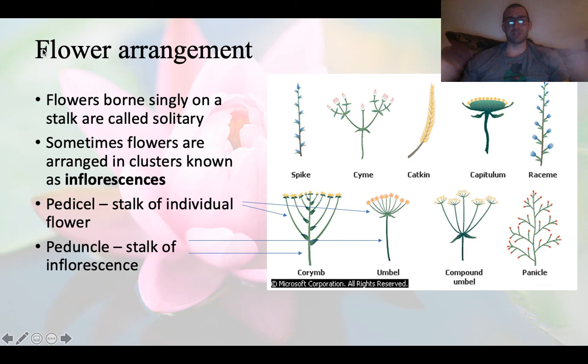So our flowers can take on different arrangements. They can be borne singly on a stalk, and that would be a solitary flower. Think of a sunflower. Or they can be arranged in clusters that we call inflorescences, or a flower inflorescence. There are many different types of flower arrangements and inflorescences that you can see.